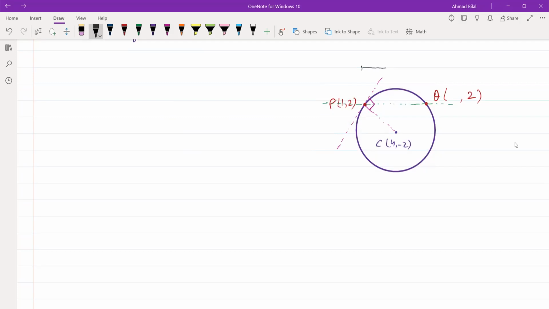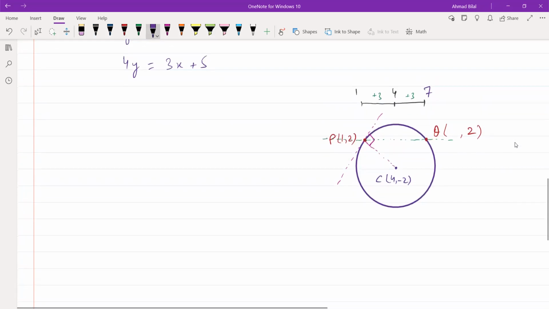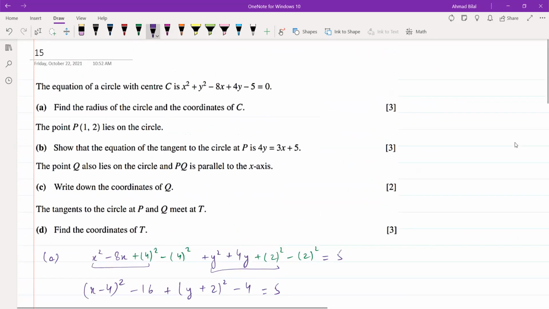Yes, exactly. So we know that the x-coordinate of C is right in the middle. That's 4. X-coordinate of P is 1. To go from 1 to 4, what do you have to do? You have to add 3. So you add 3 more to get that point on the other side, and that is going to be 7. Okay? So the coordinates of Q therefore are 7 and 2. Is that okay? Because I write down the coordinates of Q.